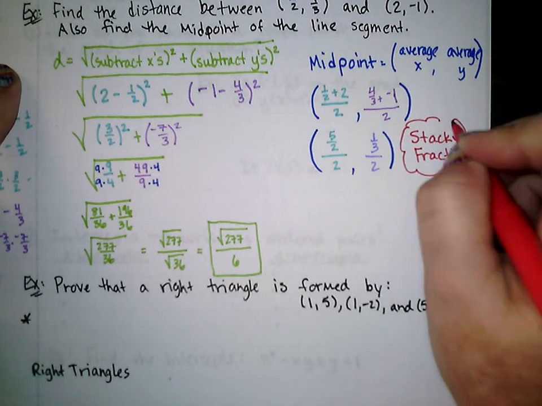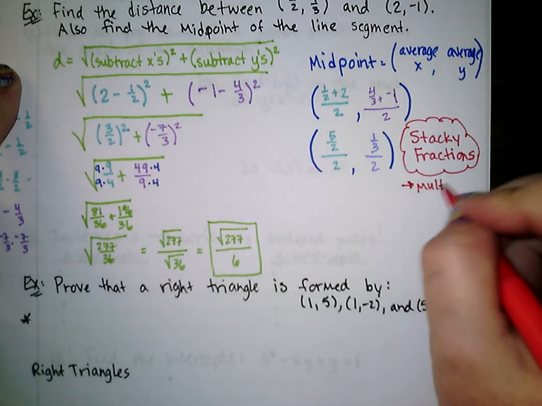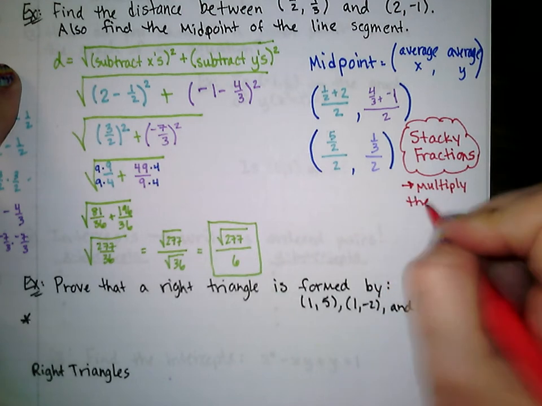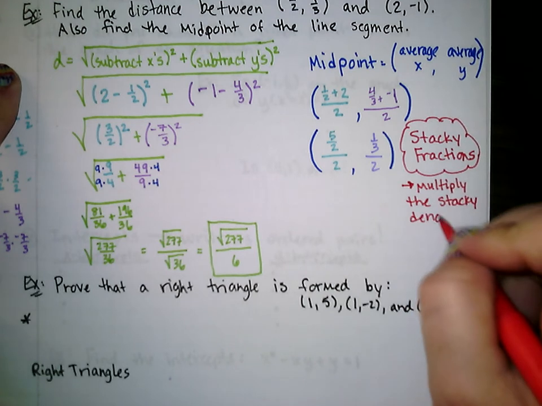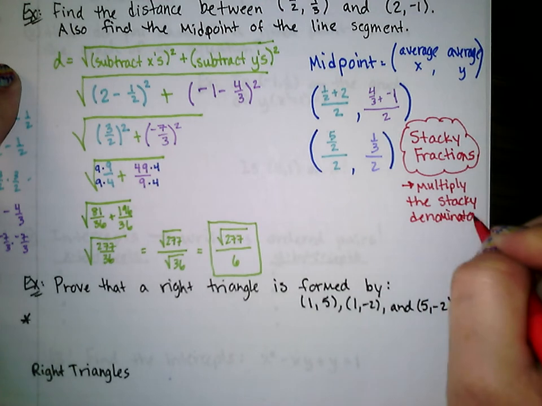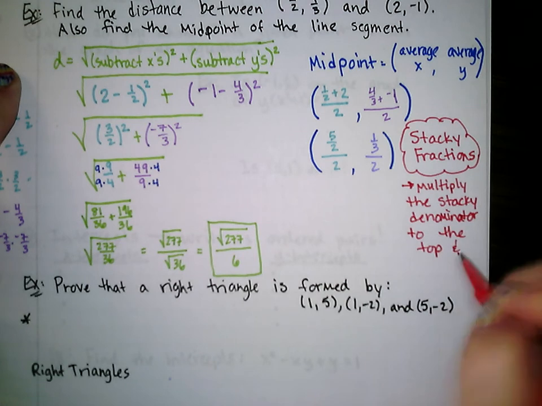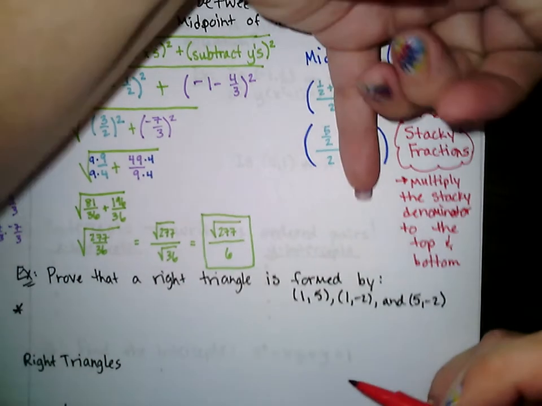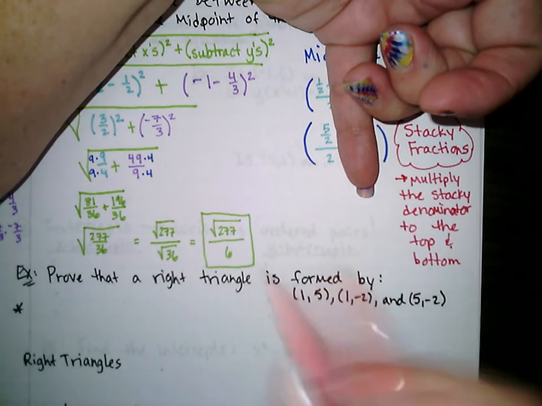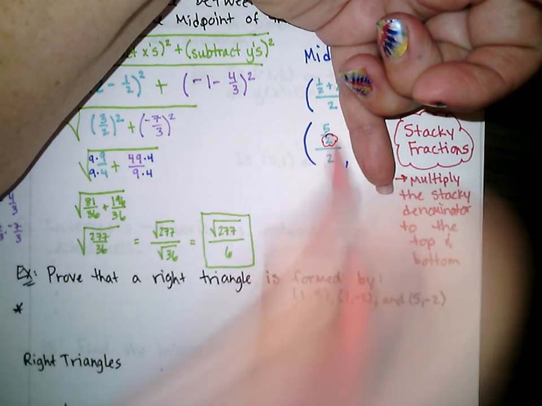Okay, when we're working with stacky fractions, what you want to do is multiply the stacky denominator, like the one that makes it weird, to the top and bottom, meaning numerator and denominator. So we're going to do that 2 times in this problem. So here we have 5 halves divided by 2. So this one right here, this 2, is the stacky denominator.